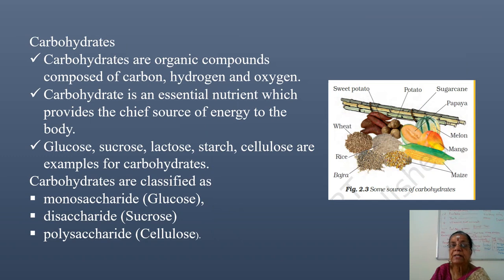The next one, carbohydrate. I showed you this picture in the previous video session. Just follow: sweet potato, sugarcane, papaya, watermelon, mango, maize, bajra, rice and wheat. I go clockwise. So now carbohydrates are organic compounds composed of carbon, hydrogen and oxygen. What are the content? Carbon, hydrogen and oxygen.